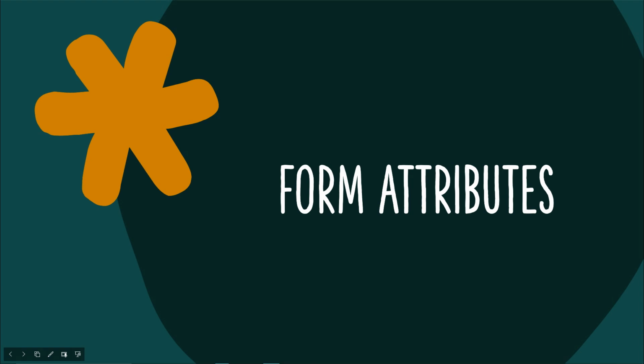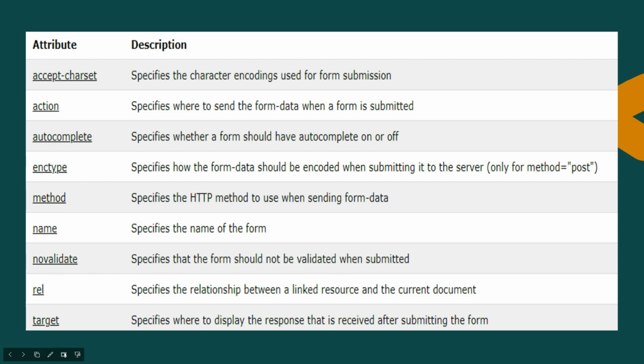In this video, you will learn about HTML form attributes. The attributes that you can use for the form element are accept-charset, action, autocomplete, enctype, method, name, novalidate, rel and target.